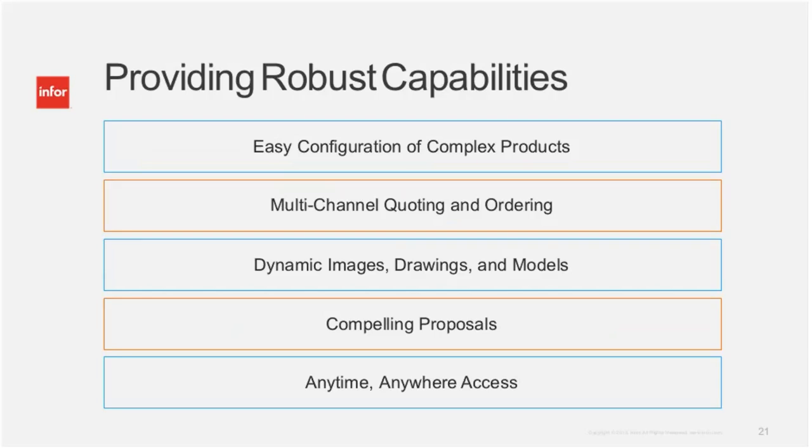The Infor CPQ tool addresses tough customer challenges with a complete solution that provides robust capabilities. I'm going to highlight just 5. Easy configuration of complex products, multi-channel quoting and ordering, dynamic images, drawings, and models, whether they be 2D or 3D, compelling proposals, and anytime, anywhere access. Let's take a closer look at some of those.